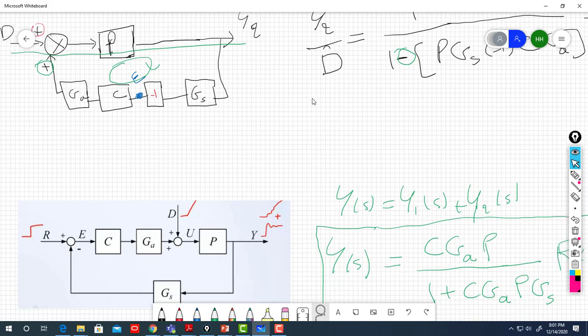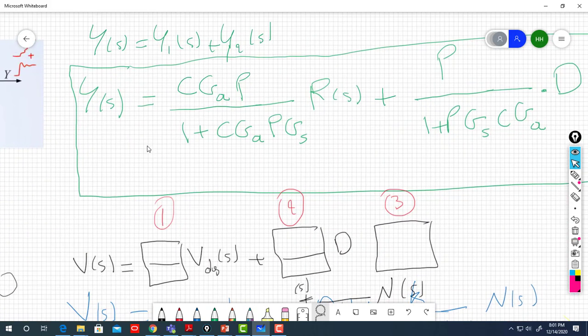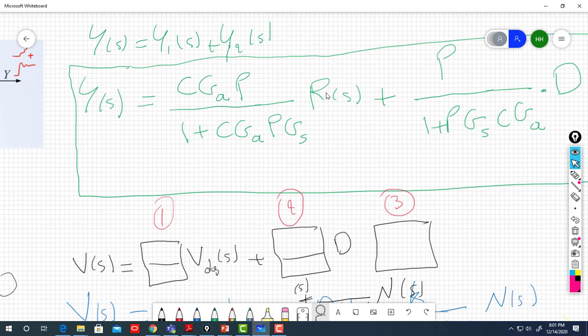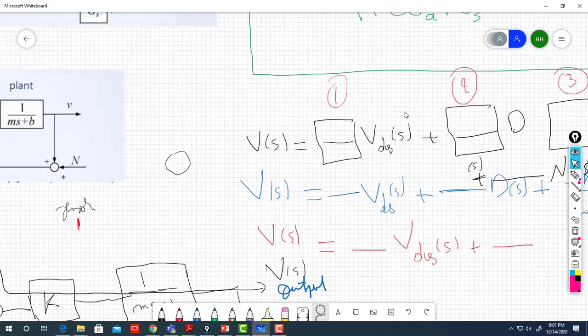And then Y, if you want, is basically the first transfer function times R plus the second transfer function times D. Actually, those we'll find in a while, they have names. This transfer function has a name, and this transfer function also has a name. But remember how they look. The denominator is the same.